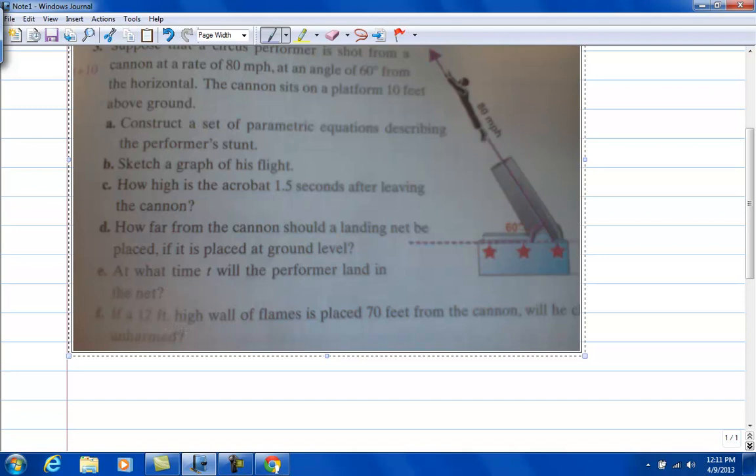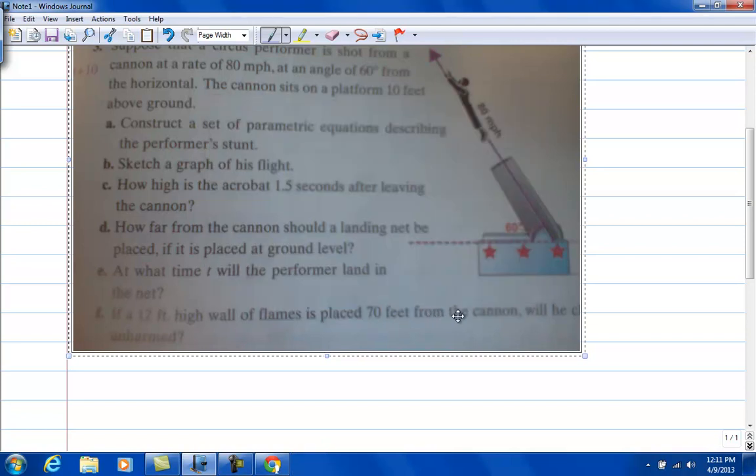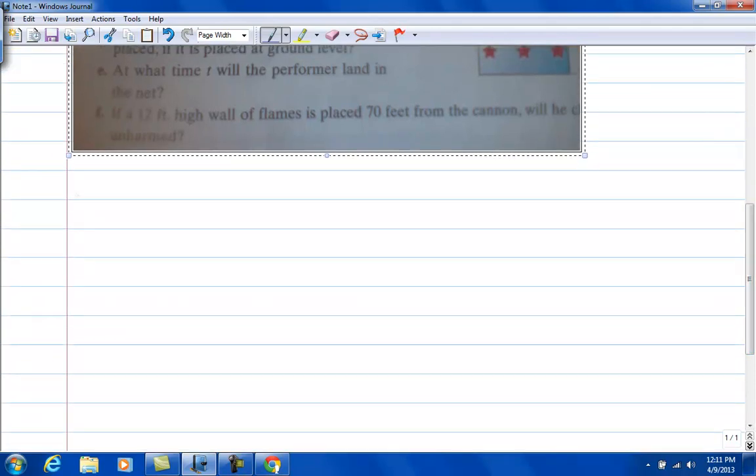If a 12-foot high wall of flames is placed 70 feet from the cannon, will he clear it unharmed, is what it says there. Okay, so let's find out. So we're doing 3A. So for the first one, we have two components to consider.